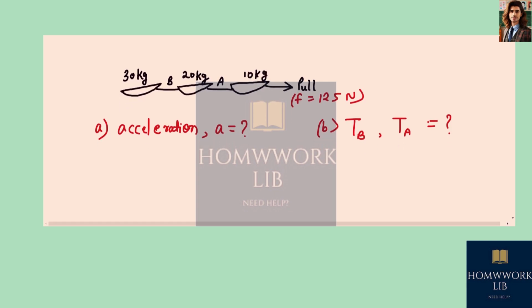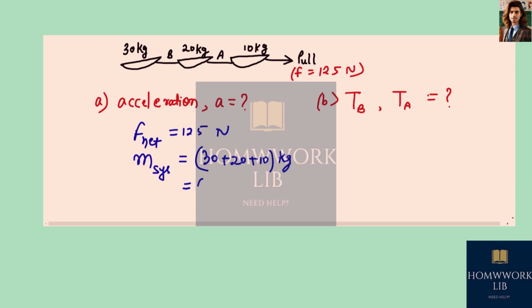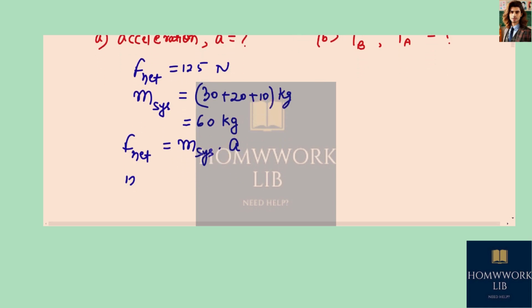So acceleration can be easily computed. Here we will just consider the net force. The net force is 125 newtons, and the total mass, that is the mass of the system, is 30 plus 20 plus 10 kg. So this comes out to be 60 kg. So we use Newton's second law of motion, that net force is equal to mass times acceleration. So we put the values here, we get 125 equals 60 times A.